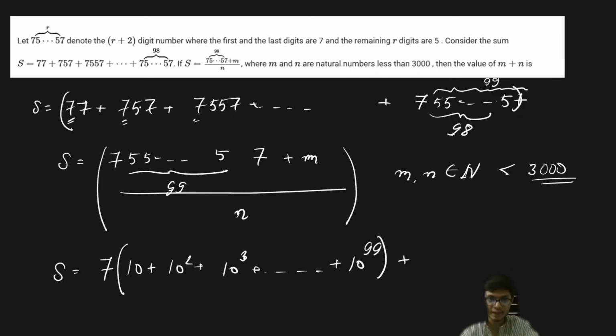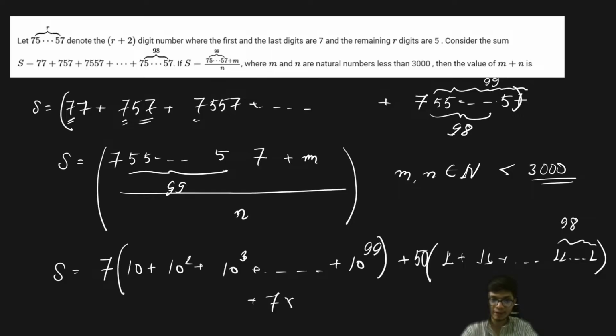Similarly, for the second digit 5 as common, I can take 50 as common in this case. Then 1 plus 11 plus and so on up to 1 1 1 1 1, where this number of ones is going to repeat 98 times. And then at the end you will have 7 into 99, right?